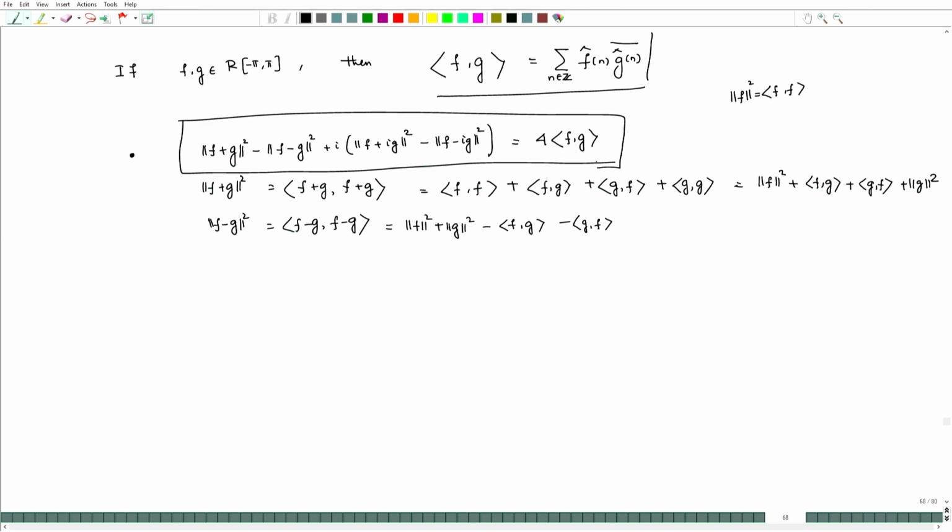So, once you have that, therefore, you can write the inner product of f and g as equal to 1 by 4 times norm of f plus g squared minus norm of f minus g squared plus i times norm of f plus i g squared minus norm of f minus i g squared.